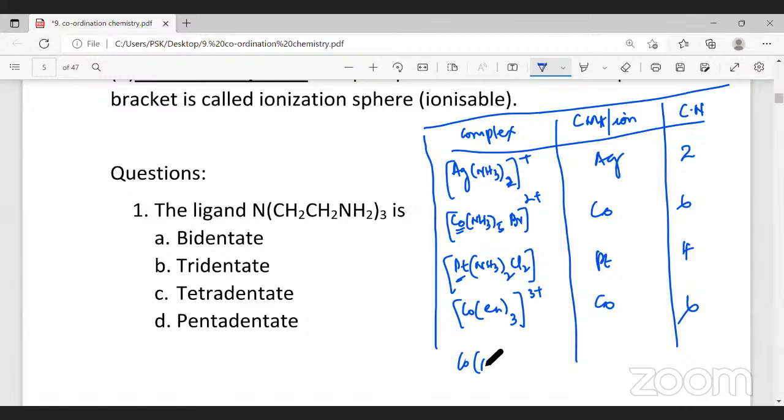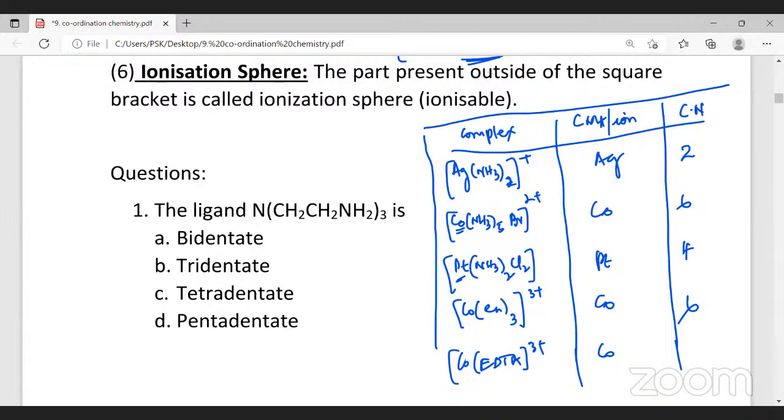If I take a molecule like this, cobalt EDTA, 3 plus. Again, the central metal atom here is cobalt. Tell me what will be the coordination number of cobalt here. EDTA is what dentate ligand? I told you today also in the class. What type of ligand is EDTA?